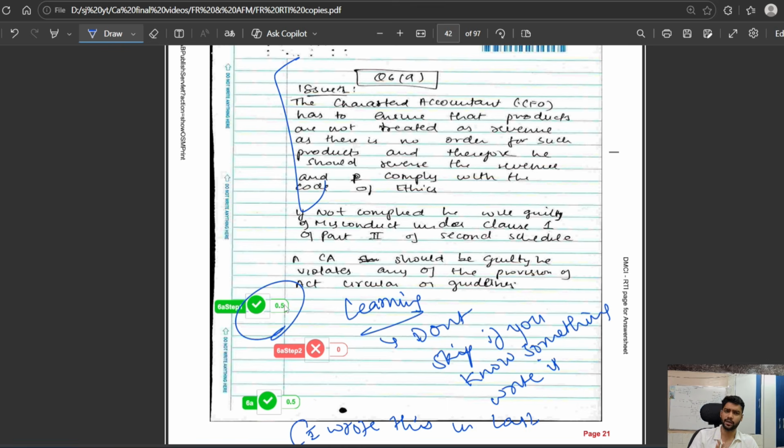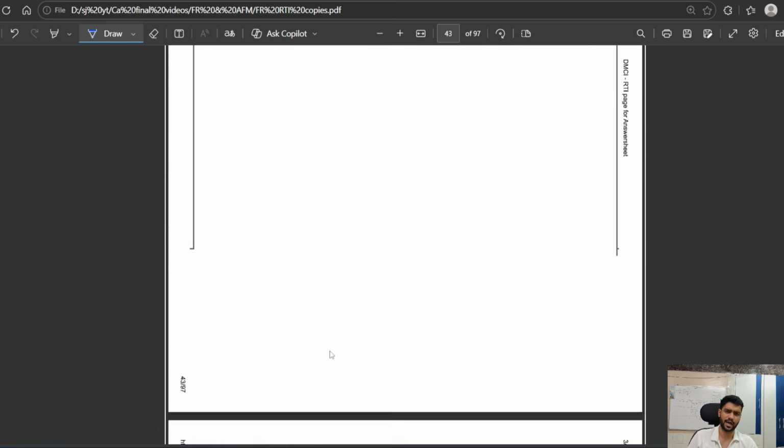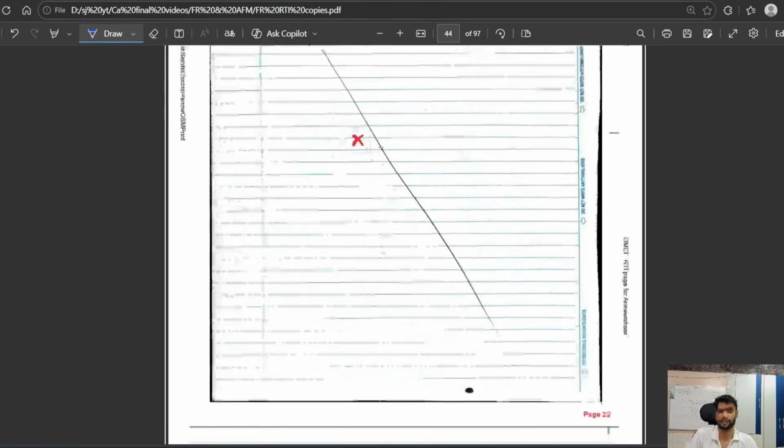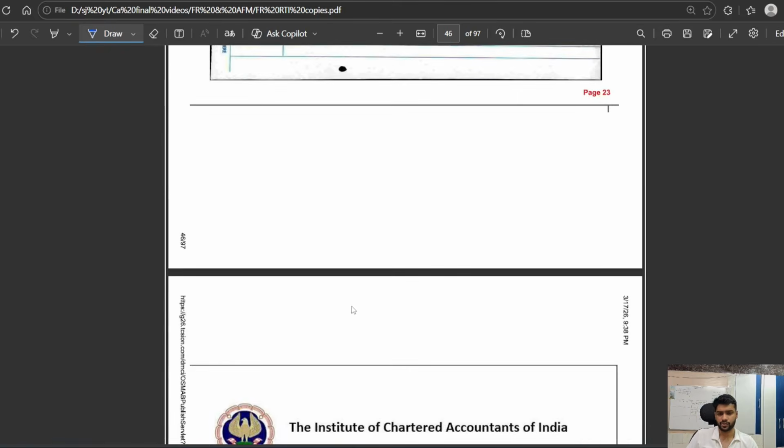But in case of theory answer, I will just say that write whatever you think is correct and just tick mark, just underline the keywords if you have time. If you do not have, then skip it. So I just wrote the learnings that do not skip. If you know something about it, you still get half marks. And I think if half marks can make you a successful CA, then you should try.